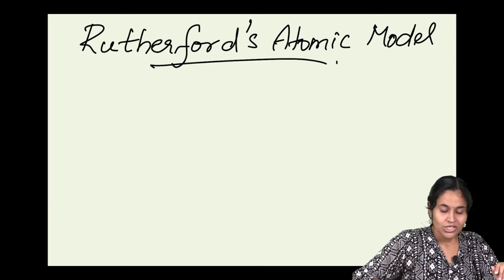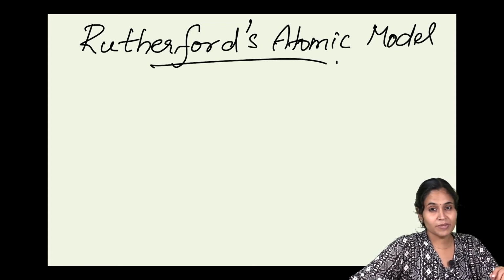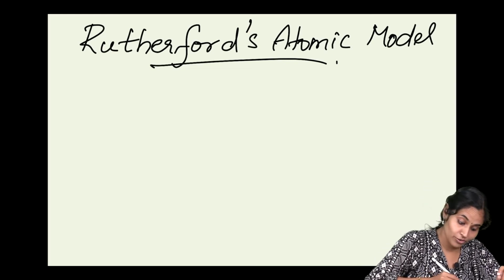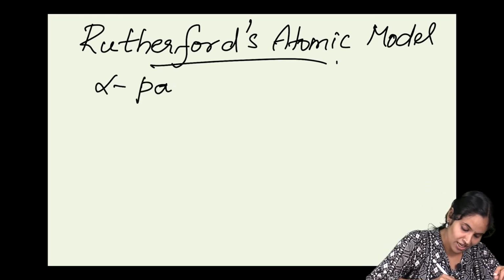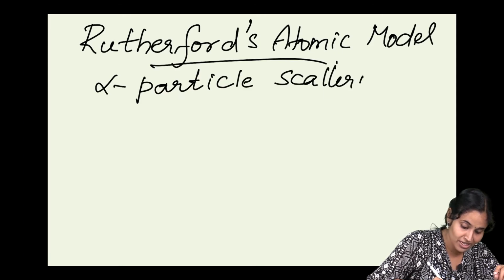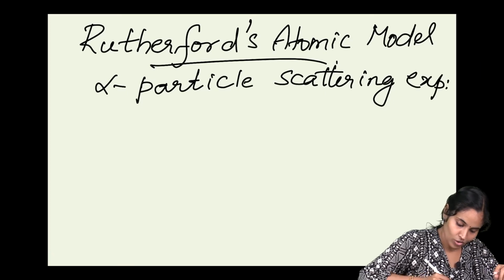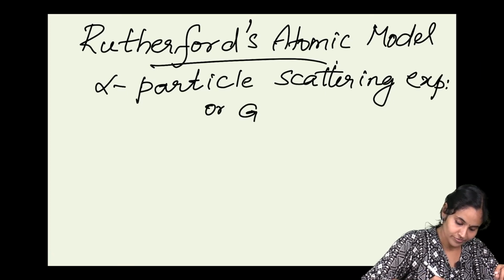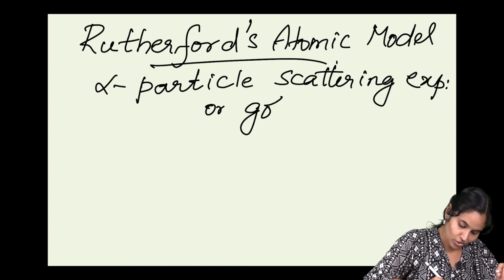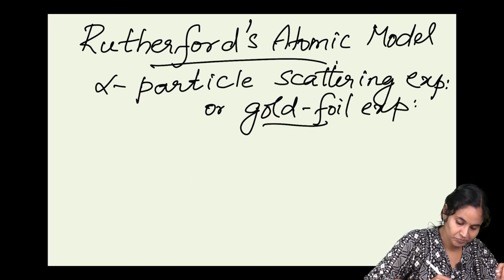So I will start with the experiment part. As you know, his famous experiment is known as the alpha particle scattering experiment or gold foil experiment. He was doing experiments with alpha particles. So what was the experiment actually?